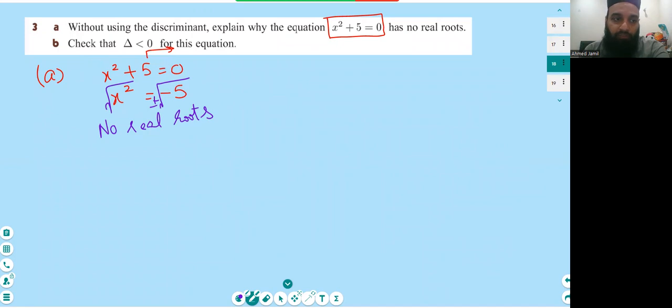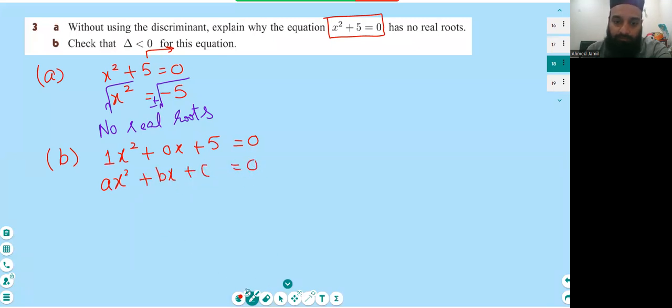Now in part B, we have to check that delta is less than 0 for this equation. Okay, let's see. I'm writing the equation again, x squared plus, there isn't any term for x, so I'm just writing it as 0x, then plus 5 equal to 0. Now I'm comparing this with the general form of the quadratic equation.